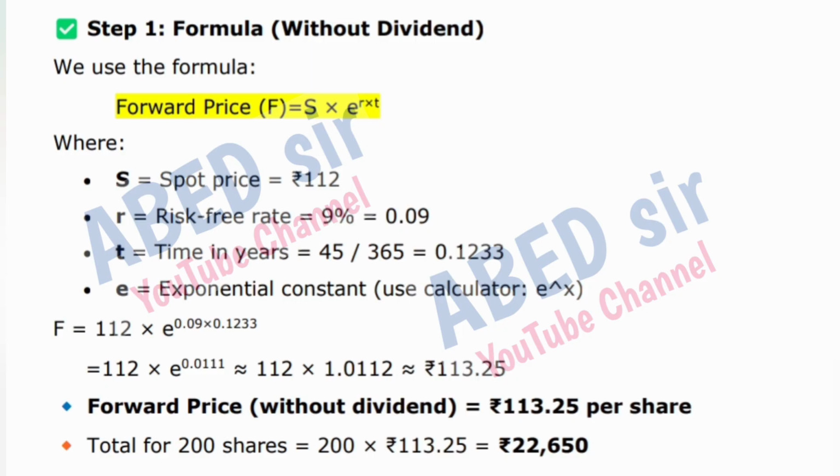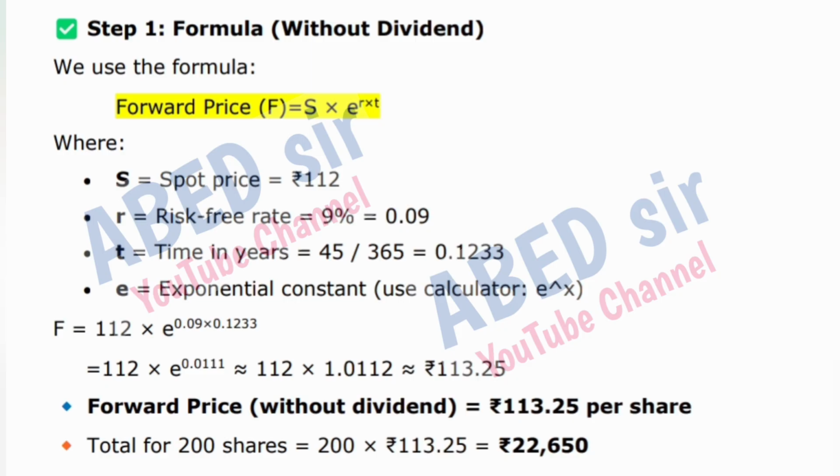We use the formula. Forward price, F, is equal to S times e to the power R times T, where S is equal to spot price is equal to 112 rupees. R is equal to risk-free rate is equal to 9% is equal to 0.09. T is equal to time in years is equal to 45/365 is equal to 0.1233. E is equal to exponential constant, use calculator, e^x. F is equal to 112 times e^(0.09 times 0.1233).